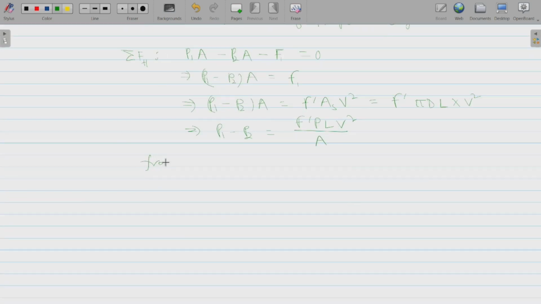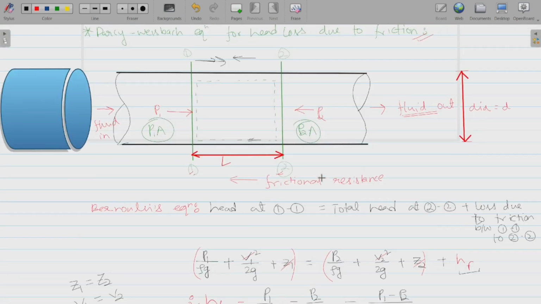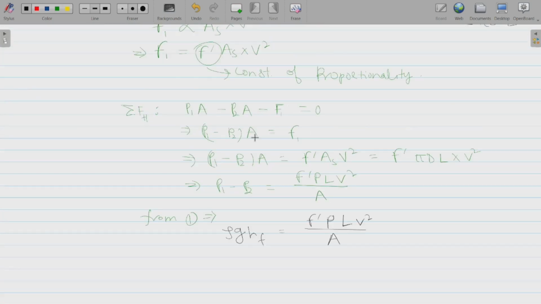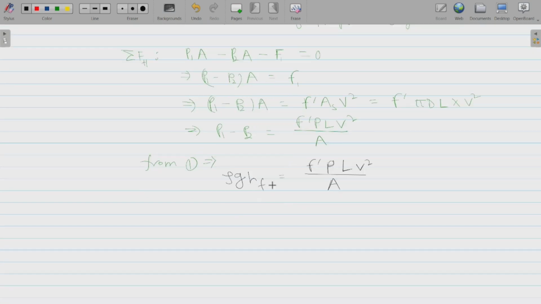So from 1 what I have got is a very good thing. Because of P1 minus P2, I can write rho g into HF, right? And then it will become equal to F prime P into L into V square over A. P is not pressure, it is the perimeter. A is the area due to the diameter. At section 1 and section 2 the area is the same, so there is no change in the area. You can keep it as it is, and take it common here, right? So now rho g HF is equal to what? F prime P L V square over A.